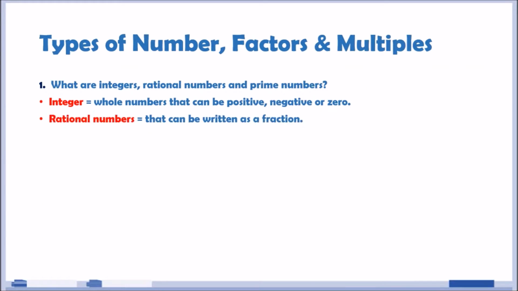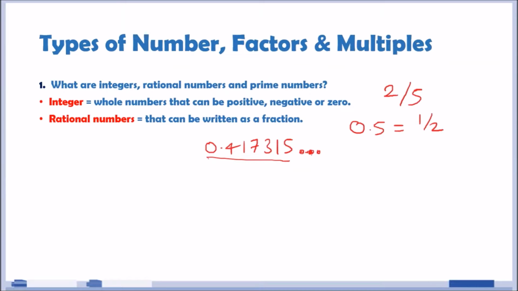Okay, what are rational numbers? Easy. Rational numbers are numbers that can be written as a fraction. So check it out. Numbers like 2/5, this is rational. 0.5 is rational. Why? Because we know that's the same as a half. Numbers that are not rational, i.e. irrational, are like this, 0.417315 dot dot dot. Numbers that don't have a fixed pattern. Here of course we can't really guess what number is next, so hence the word irrational. It literally is not rational. We cannot make this into a fraction.